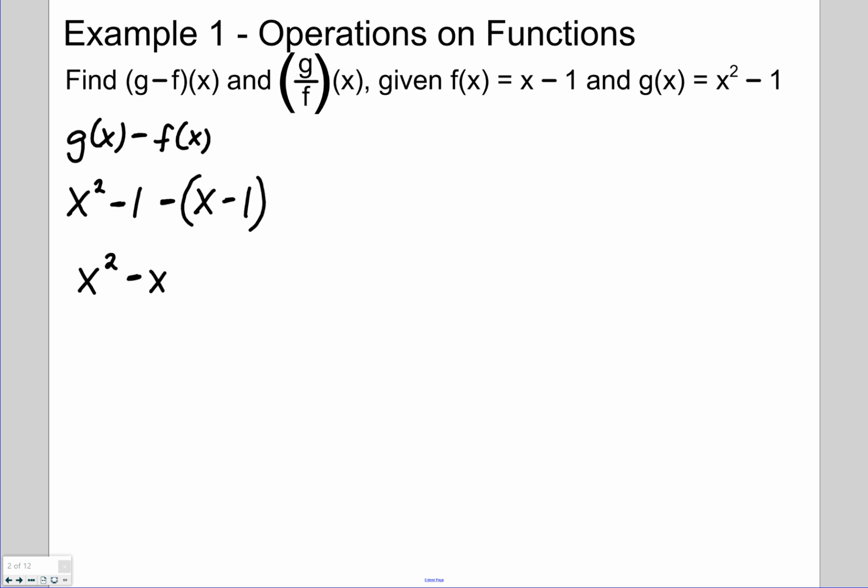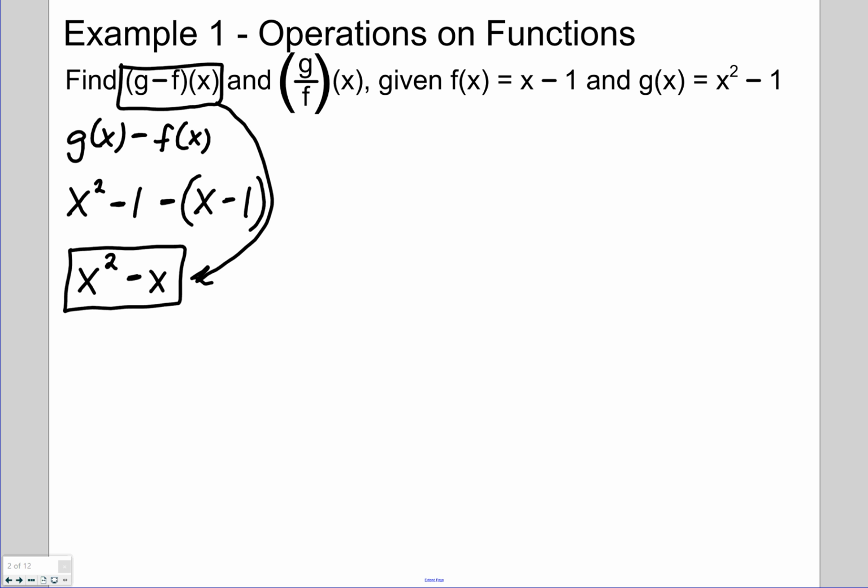Yes? Now we're on to the constants. What is negative 1 minus negative 1? It's nothing. Negative 1 minus negative 1, they're the same. When you subtract them, you get nothing. All right, so we are done. That's the answer. This is the function g minus f of x. So this right here is g minus f of x. What's up, Giuseppe? Yes, that's the answer.